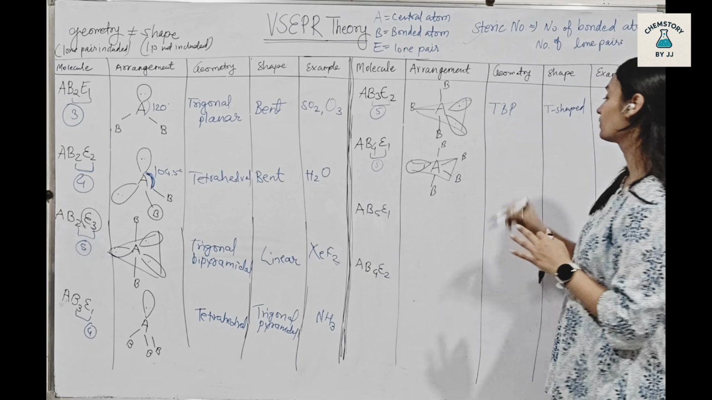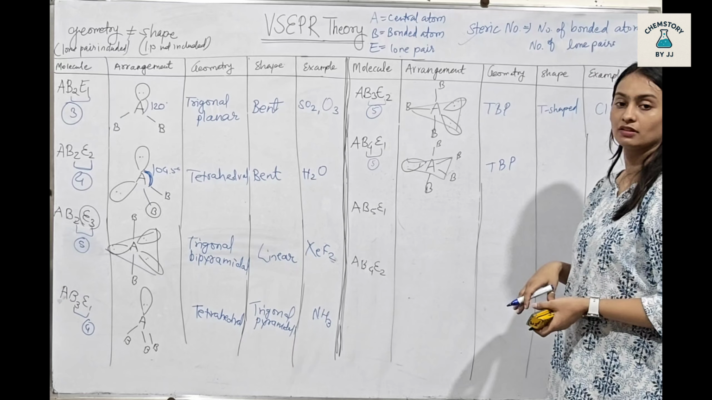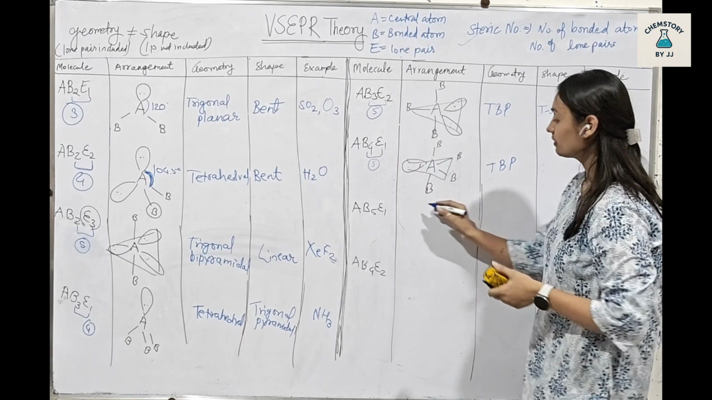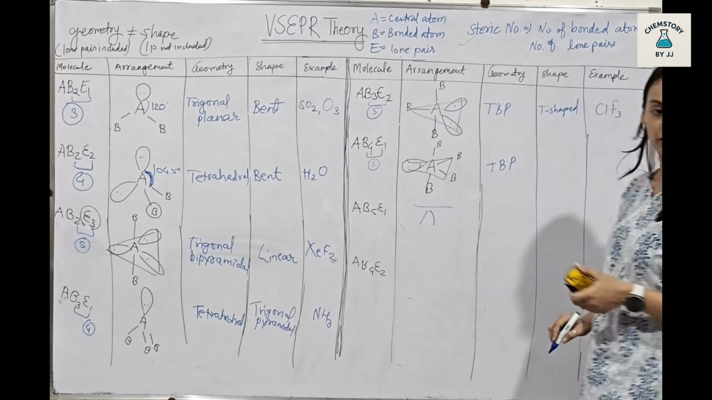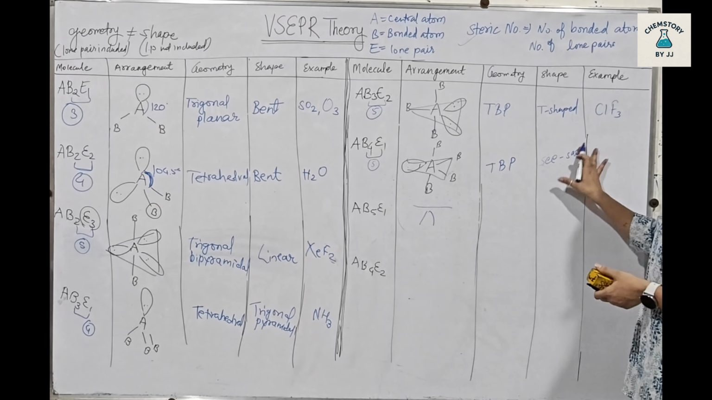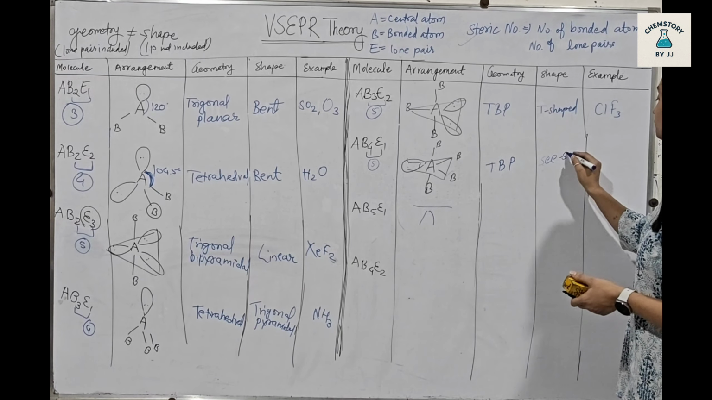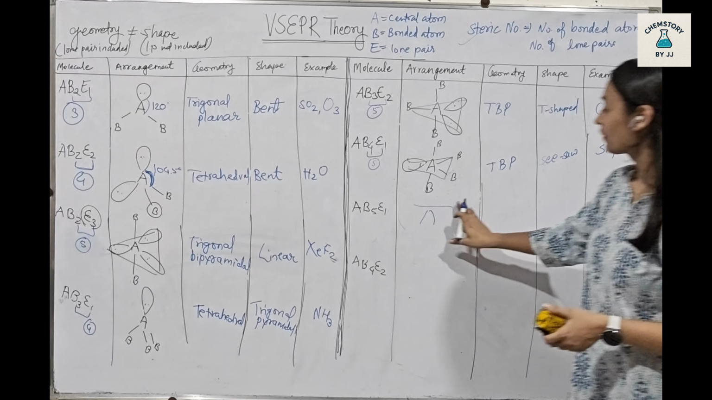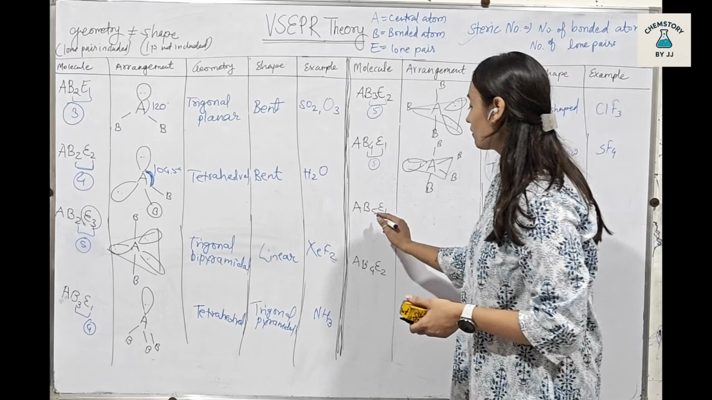So, obviously, the geometry is TBP. For its shape, we are going to remove this thing, and the shape will be like this. Okay, it's moving like a seesaw. We will give the name seesaw. Right? The prime example will be SF4. Right? Now moving to the next one, that is AB5E1.